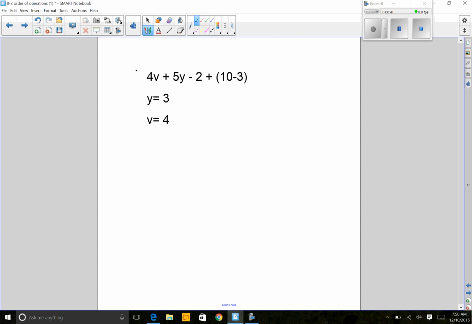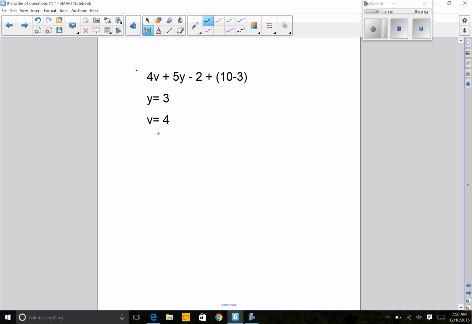You might get something like this, where it says 4v. Remember, if we put a letter next to a number, it's multiplication. So 4v, which would be the same as 4 times v, plus 5y, which is the same as 5 times y, minus 2 plus 10 minus 3. And what they're going to do is say, okay, y equals 3 and v equals 4. They're going to tell you those possibilities.